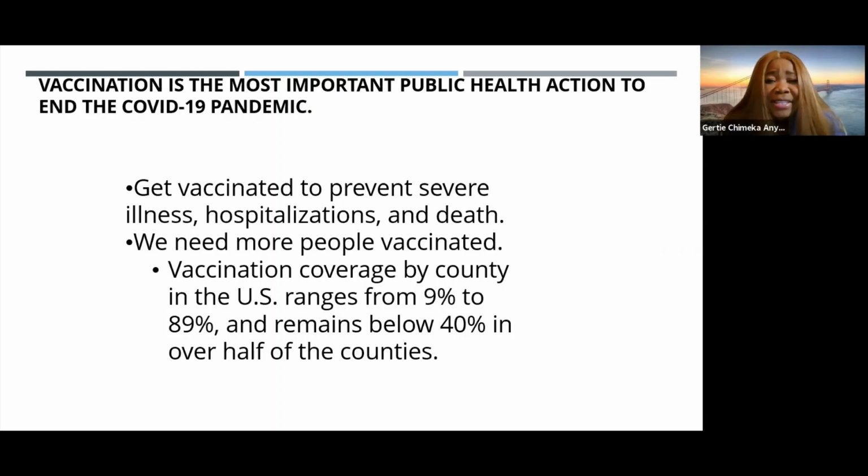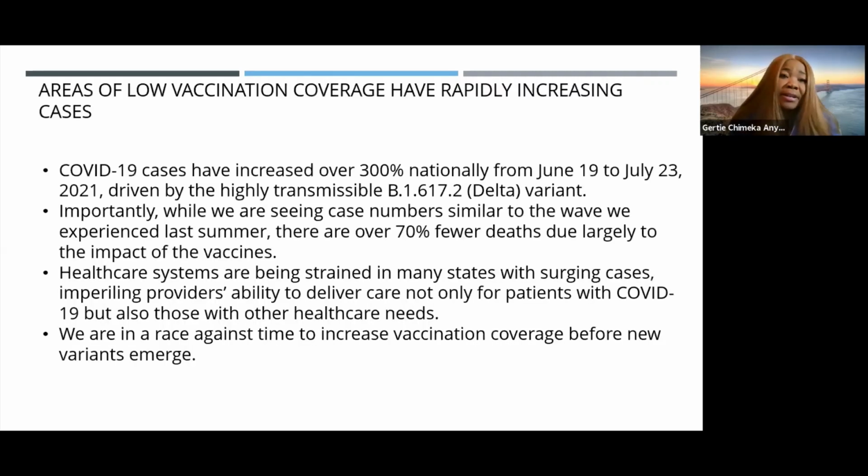If we get vaccinated, we prevent severe illness. We prevent hospitalizations and death. We need more people vaccinated. Vaccination coverage by county in the US ranges from 9% to 89% in some areas, and it remains below 40% in over half of the counties, like I said earlier on. Areas of low vaccination coverage have rapidly increasing cases.